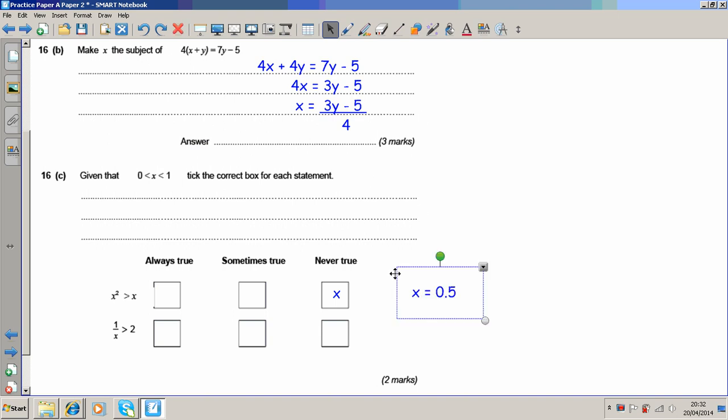For these ones, if I try 0.5, 1 divided by half is going to be 2, sorry, which is not greater than 2. But if I try 0.6, then that is going to be true. So I think that's going to be sometimes true, he says.